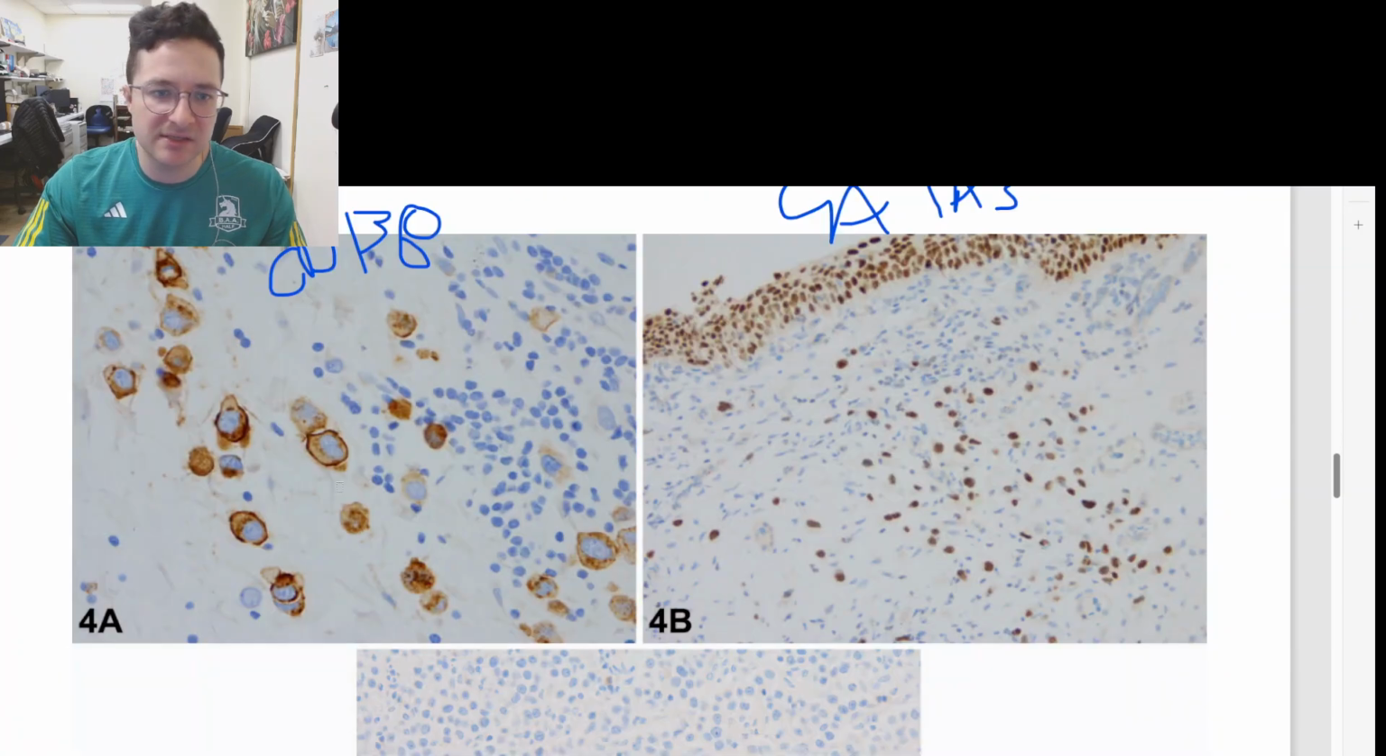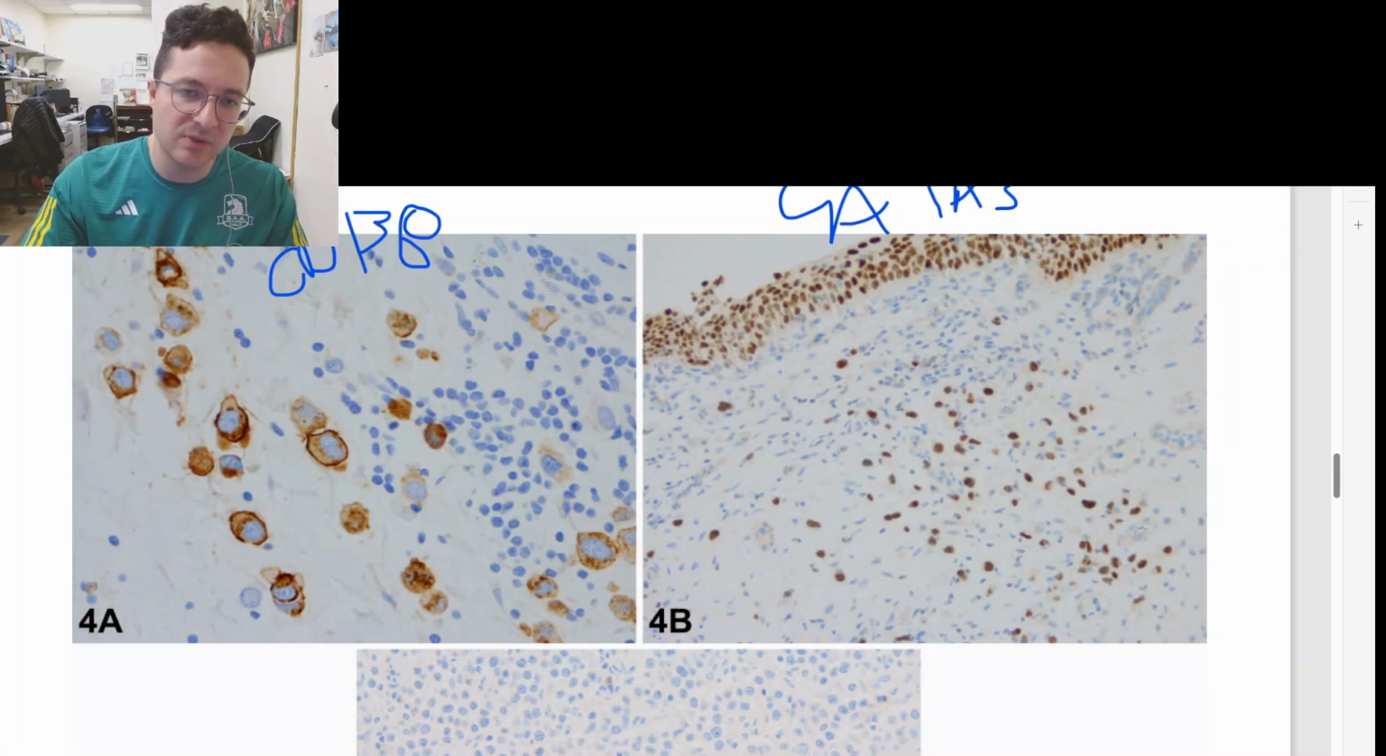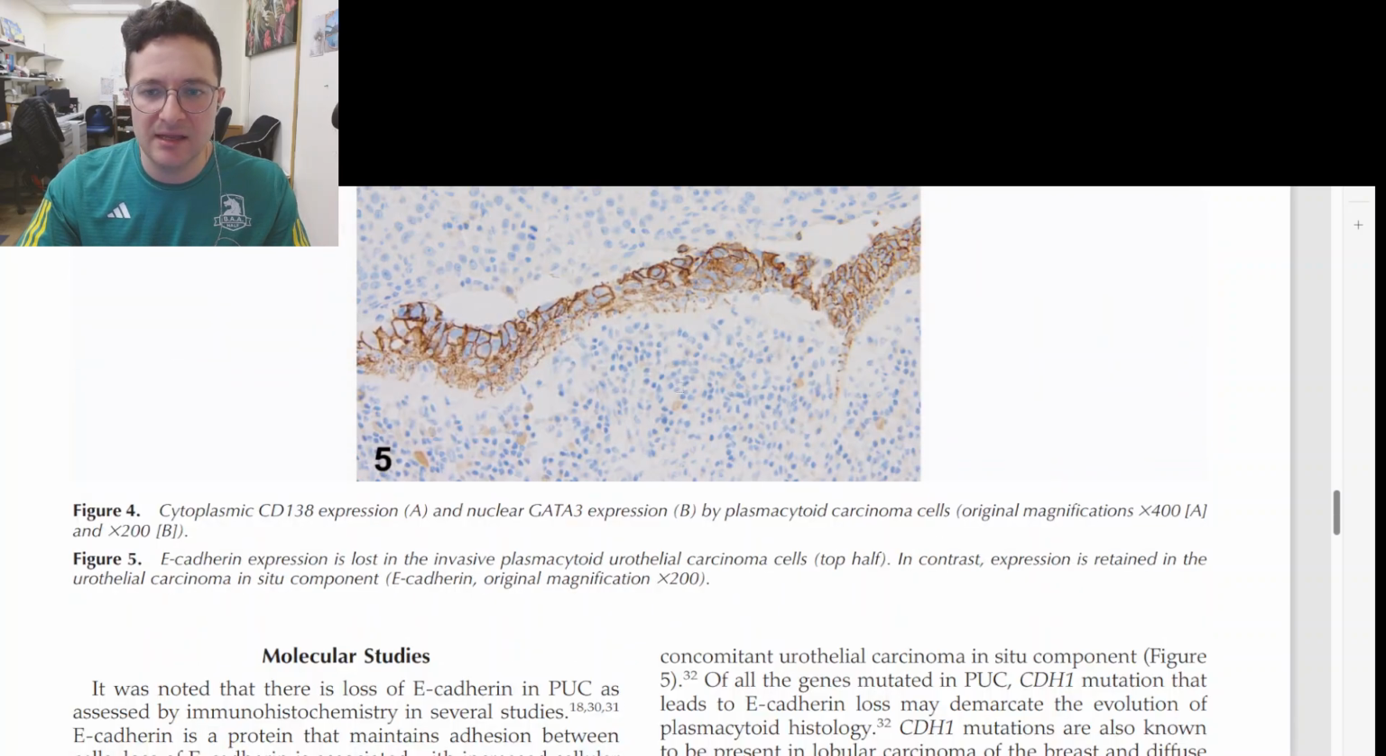And then here, check this out. This is wild. CD138 stains these cells. In the original case that we have, we didn't stain. It didn't get stained for CD138, so while it has plasmacytoid features, it was never confirmed with CD138. I kind of wish we did it retrospectively, because that would have been super cool. It also stains for GATA3, these guys, and E-cadherin right here. This is, I guess, the invasive component. It's hard to say, but they're saying E-cadherin is lost.